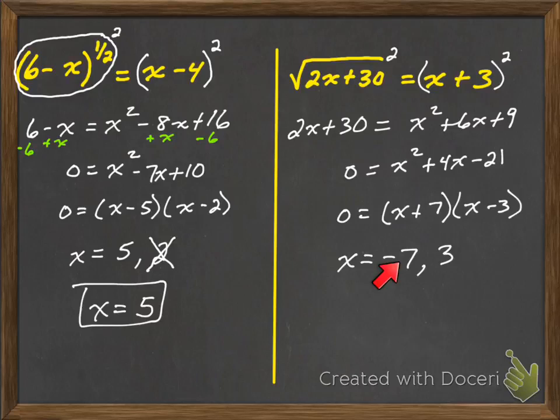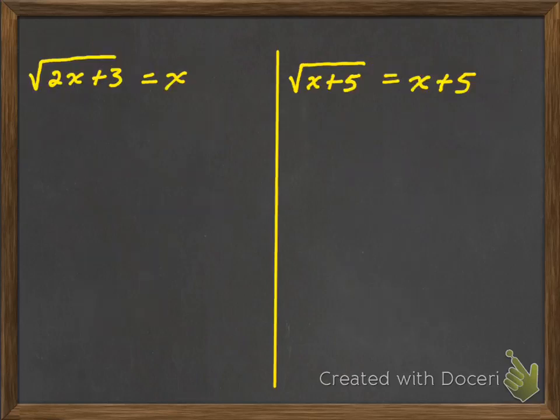Now when we plug the negative 7 back in for x, you get 2 times negative 7, which is negative 14. Negative 14 plus 30 is 16, and the square root of that is 4. When you plug negative 7 in over here, you get negative 7 plus 3, which is negative 4. Left side does not equal the right side, so negative 7 is an extraneous solution. And when you plug 3 in, it is a valid solution. So x equals 3 is our only solution for this problem.